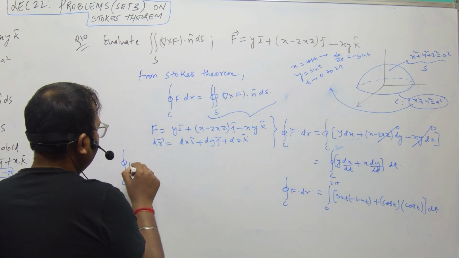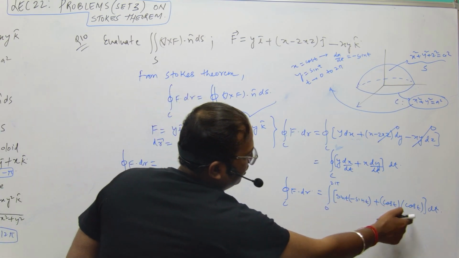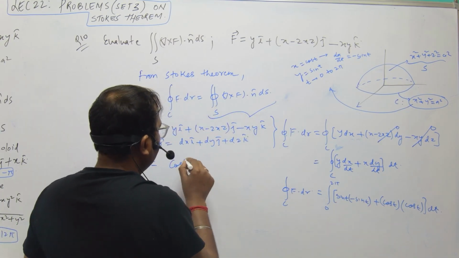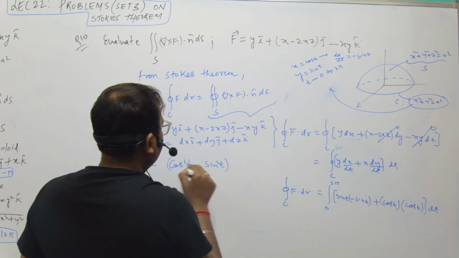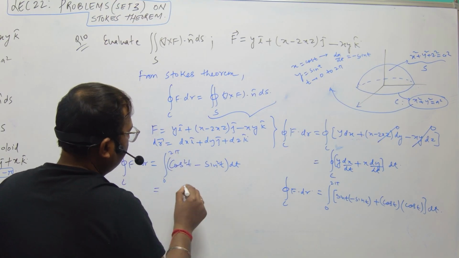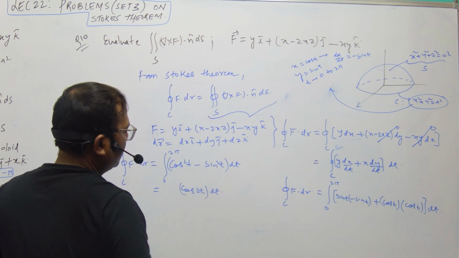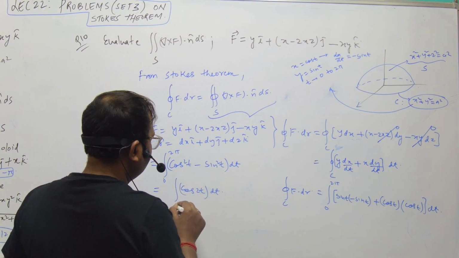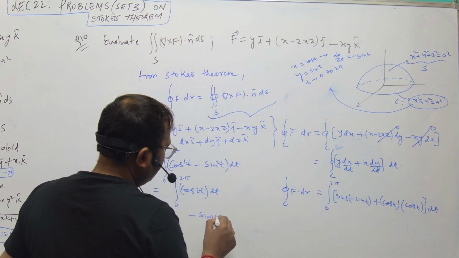F dot dr along the curve C is equal to cos square t minus sin square t into dt, from 0 to 2 pi. So this is equal to cos 2t into dt, because cos square t minus sin square t is cos 2t, from 0 to 2 pi, and this is equal to sin 2t upon 2, with limits 2 pi and 0.